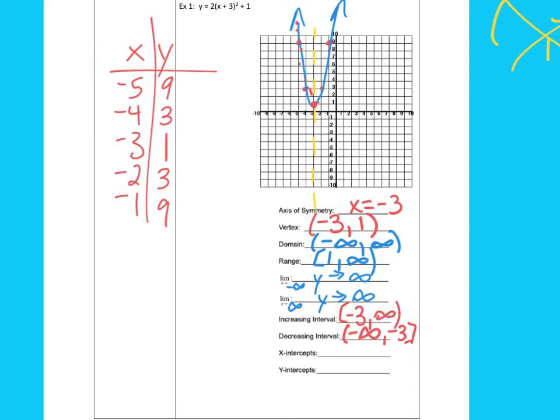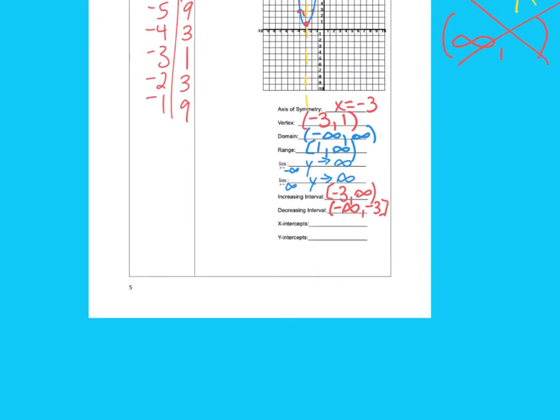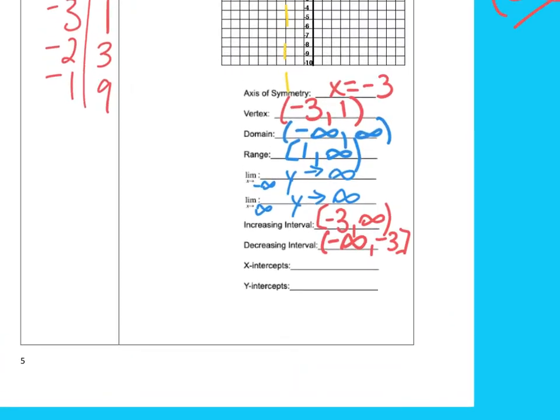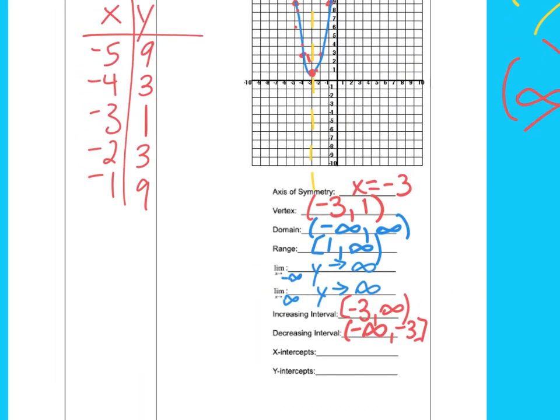And just like negative infinity should never be the right-hand value, should positive infinity ever be my left-hand value? What do we think? For domain or range or in an interval? Would I ever start at positive infinity? Nope. Never. Okay. Now we have x and y intercepts. Do I have any that I know of in my table?